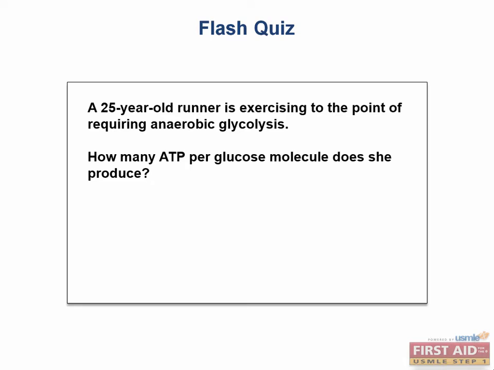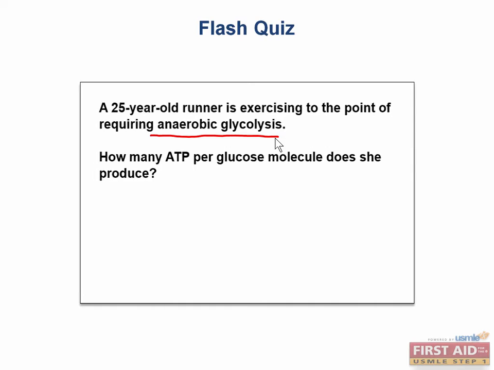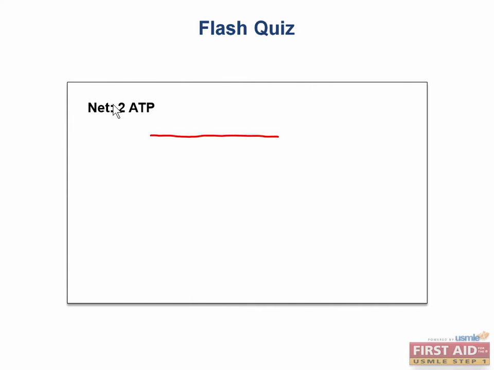So we should try our hand at a flash quiz. A 25-year-old runner is exercising to the point of requiring anaerobic glycolysis. How many ATP molecules per glucose molecule is she going to produce at this point? Well, in the case of anaerobic metabolism, only a net of 2 ATP are produced per molecule of glucose. So this is dramatically less than that 32 ATP produced by the malate aspartate shuttle when oxygen is present or available for aerobic metabolism to occur.